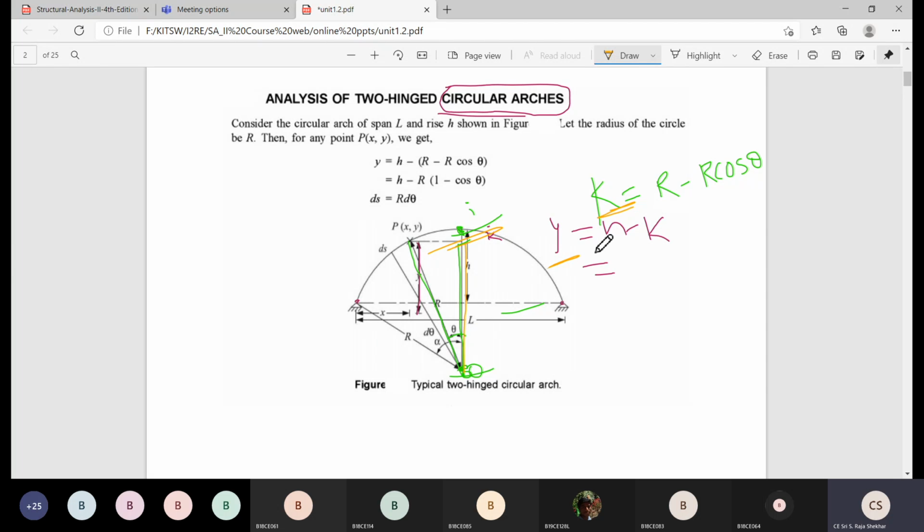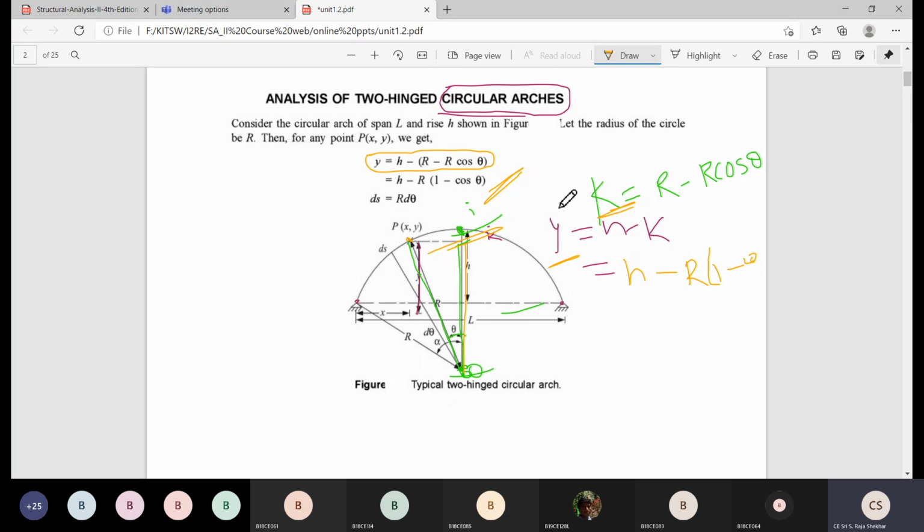For getting the y value, y is equal to h minus k. We can write this as h minus, taking R common, R into 1 minus cos theta. So this is the equation: y is equal to h minus R minus r cos theta, which we can write as h minus R into 1 minus cos theta. This is the equation for the vertical ordinate y. Point P is located at a distance of x from the left support, and the ordinate of this point P is y.